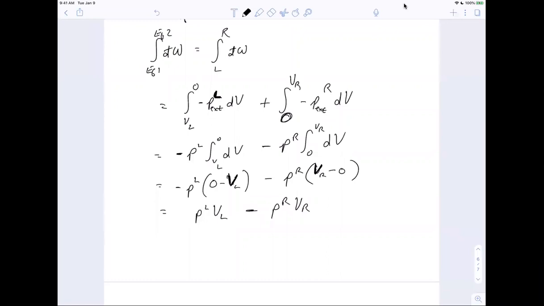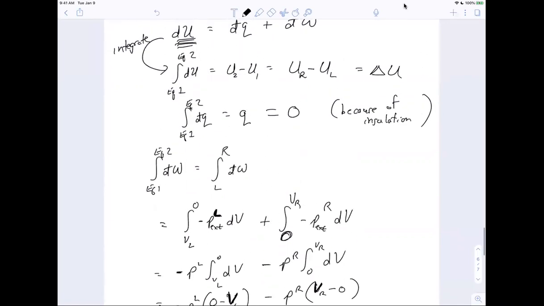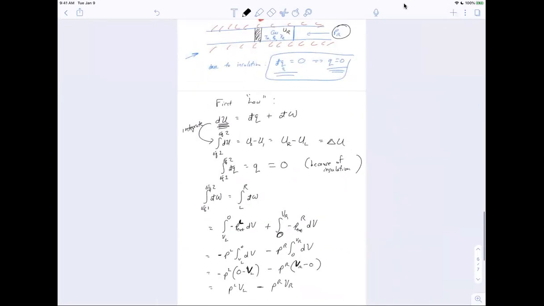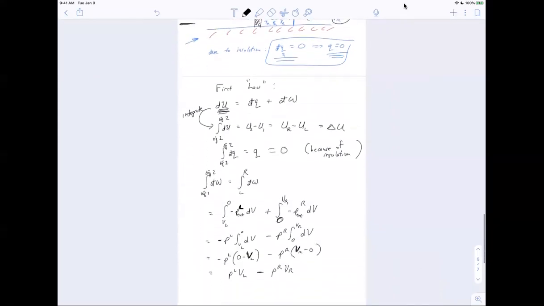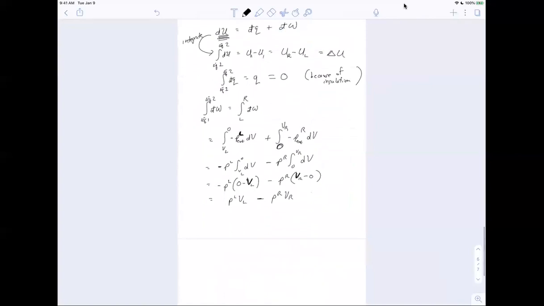Everyone follow that? So that's our integrated work. Okay, so as this volume element of gas goes from the left-hand side to the right-hand side, these two terms represent the total work that was done for the process. And it's the integrated form of this work.